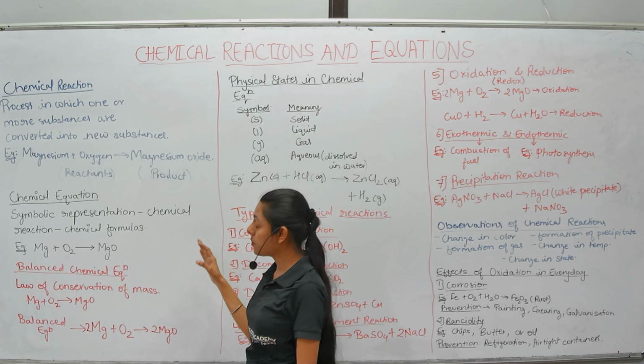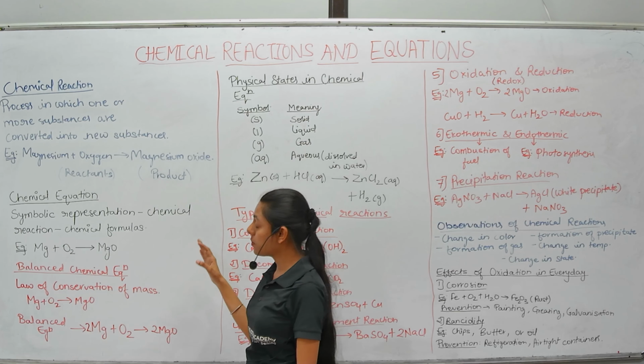In displacement only one chemical or one metal was changing, but here both the metals will change. For example, there will be an exchange of ions between the two compounds. An example is sodium sulfate plus barium chloride will give barium sulfate plus sodium chloride. So here sodium sulfate becomes barium sulfate and barium chloride becomes sodium chloride.